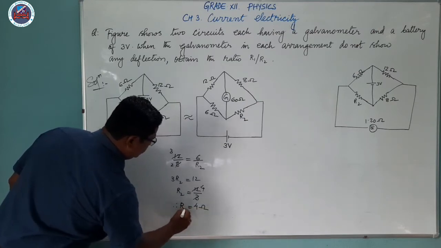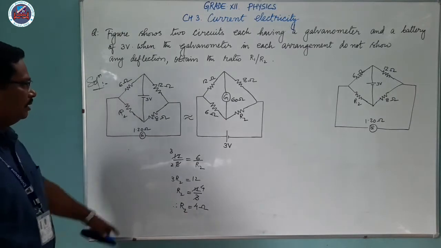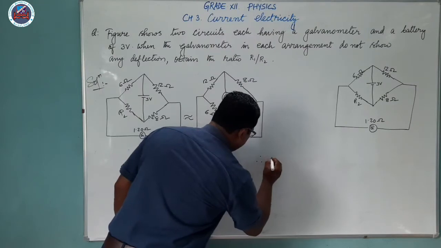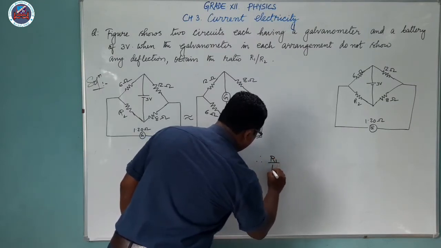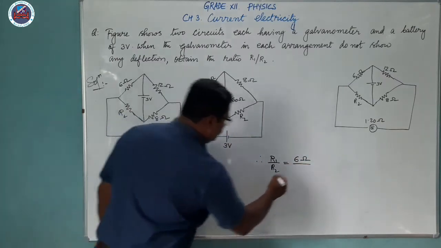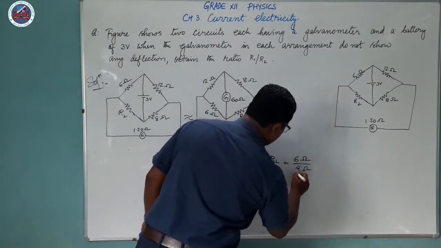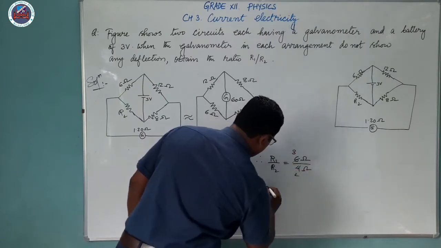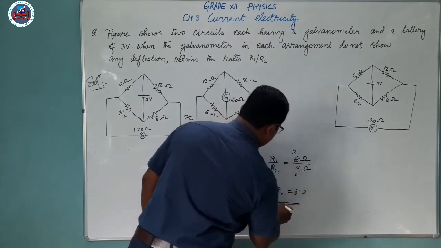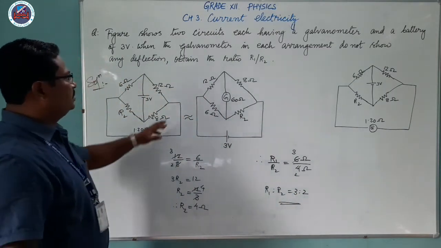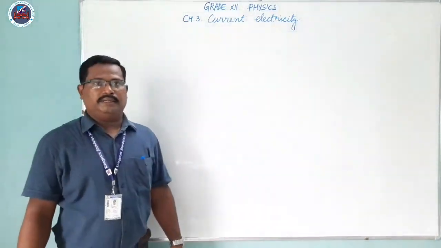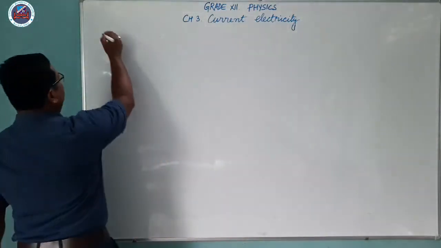Like this you can find out R2, and then you find out the ratio R1 by R2. Therefore R1 by R2 is equal to, R1 you got 6 ohm, R2 you got 4 ohm. So 2 2s are 4, 2 3s are 6. So R1 is to R2 is equal to 3 is to 2. This way you can find out the ratio. This question came one year in CBSE, so you need to know. The next topic that we are going to learn is meter bridge.